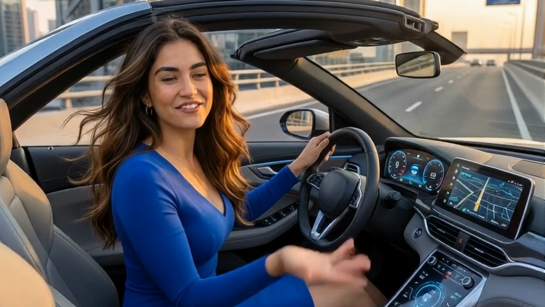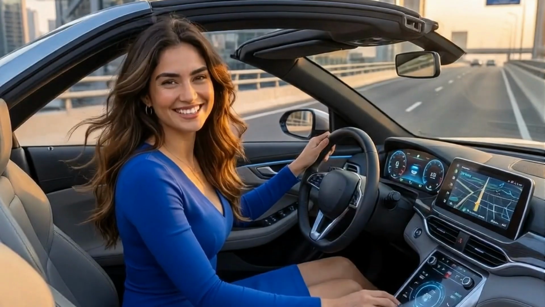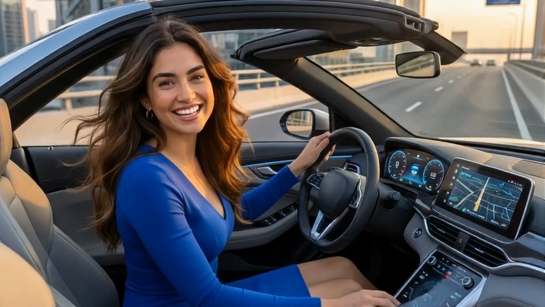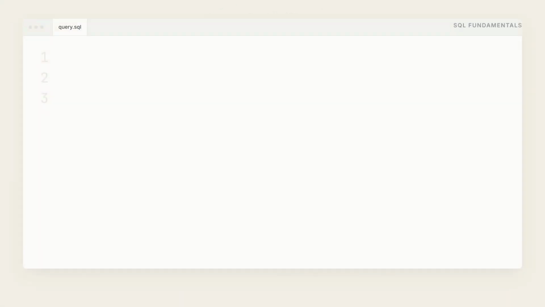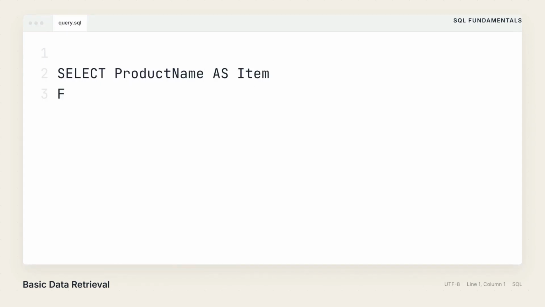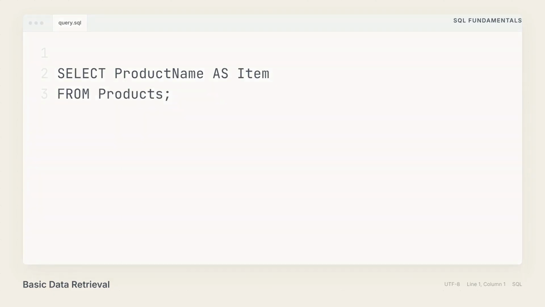Ready to try it yourself? Open PyCharm right now. I want you to select the product name from the products table, but give it an alias of item. Go ahead, you have 10 seconds. And here is your solution: SELECT product_name AS item FROM the products table. If you got that right, you're officially mastering SQL aliases.